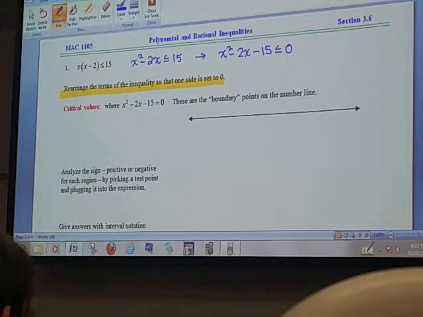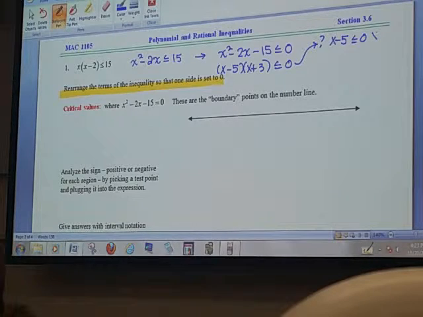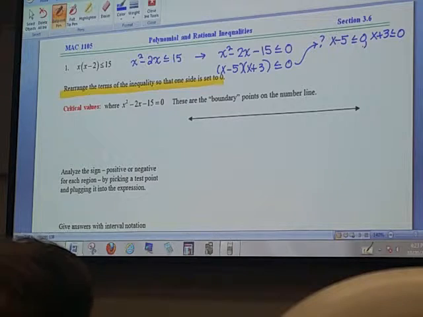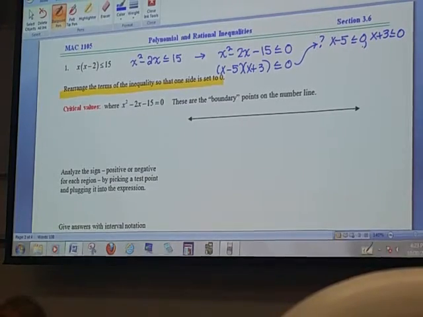But I have to interpret it a little differently. So let me go ahead and factor this. Let's say I have (x minus 5)(x plus 3) less than or equal to 0. Then I'm wondering, why can't I just say x minus 5 less than or equal to 0, x plus 3 less than or equal to 0? In other words, the same thing I would do with a quadratic equation. Two things multiply to give you 0. That means either the first one's 0 or the second one is 0. The problem is, it doesn't work that way with inequalities.